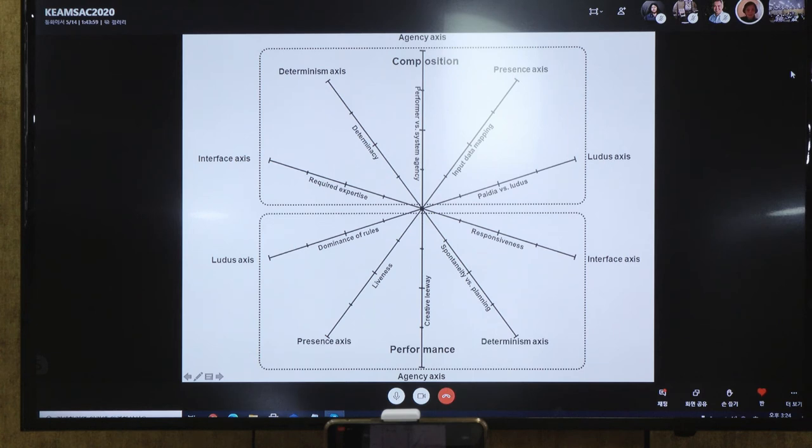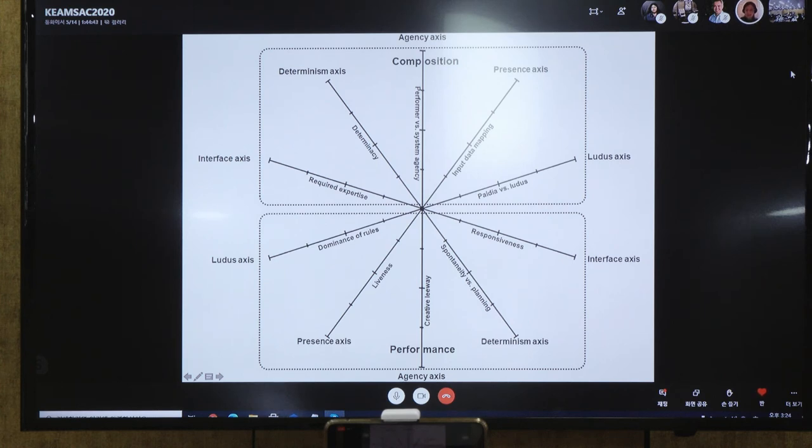Or the determinism axis. In the composition, this means how much is determined through the composition. For example, if the composer has very clear rules, very clear strategies, so that the performer doesn't have so much leeway to create surprising situations. And then on the performer axis, you can see that either you can be very spontaneous or you have to do a lot of planning.